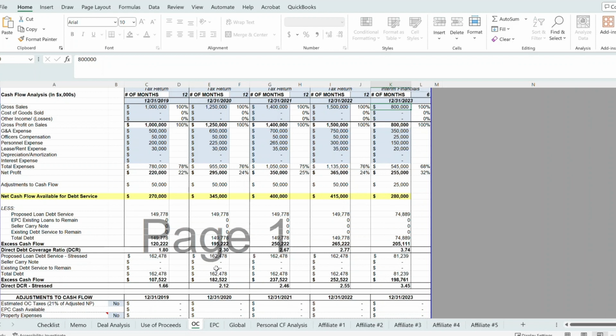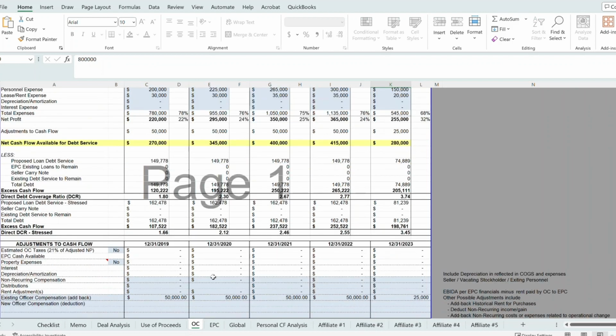And the definition of cash flow could be net profit by seller plus all of the add-backs to lead to seller discretionary earnings. If it was adjusted EBITDA, it would be seller discretionary earnings minus the GM salary or the office owner comp that is coming in, assuming that you are coming in and you're going to be managing the business. So notice the debt service coverage ratio without a stress and with stress: 1.8, 2.3, 2.67, 2.77, 3.74.